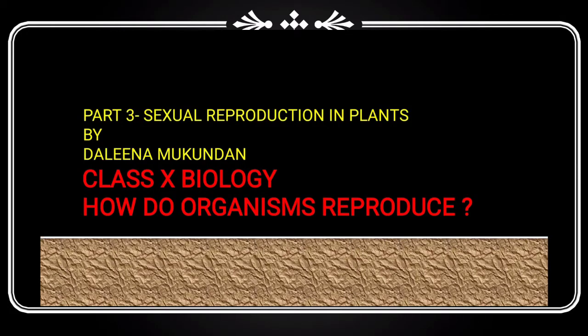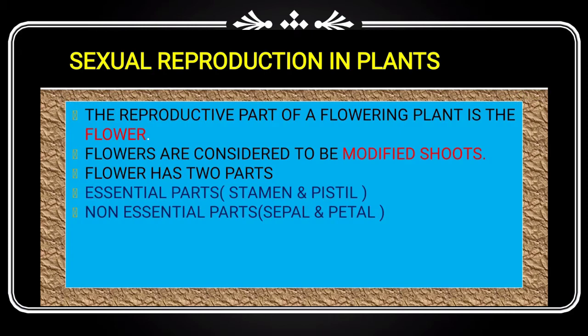Welcome back students to chapter 8, How do organisms reproduce? Part 3, Sexual reproduction in plants. The reproductive part of a flowering plant is the flower. Flowers are considered to be modified shoots. A flower has two parts: essential parts, which consist of stamen and pistil, and non-essential parts, consisting of sepal and petal.